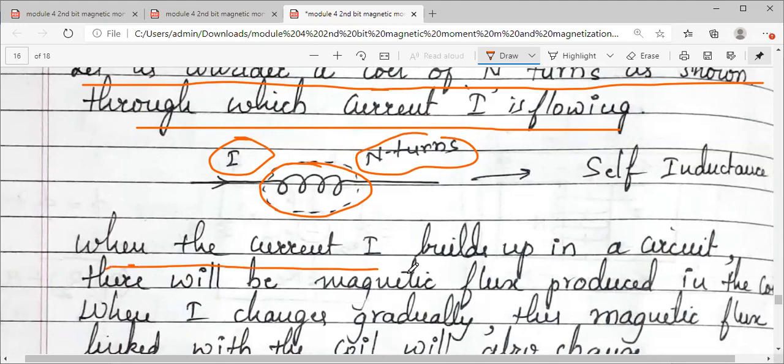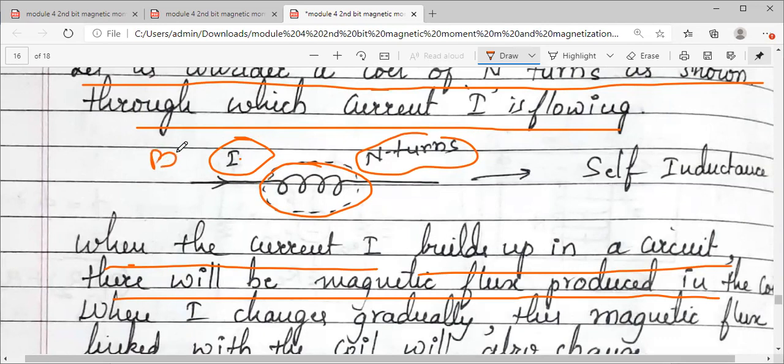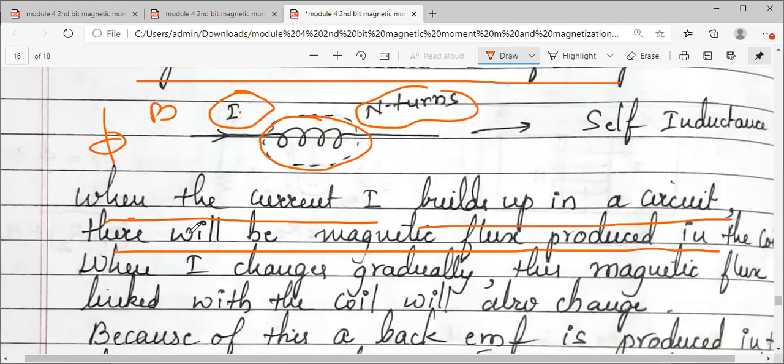When the current I builds up in a circuit, so some current I is flowing through this coil, a magnetic flux is produced in the coil. There are turns, there is current, so there will be a field and there exists magnetic flux. This is the inherent property of that material. Whenever current flows, a field will exist surrounding it. When this process happens, flux will be generated. So this is the property.